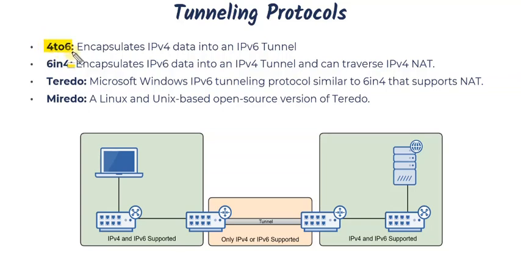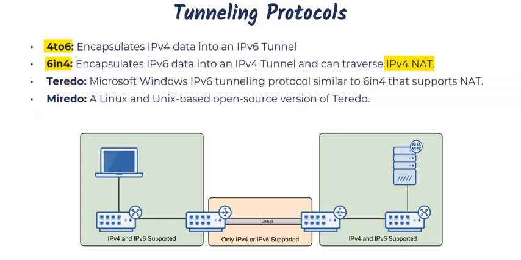So 4in6 is when we encapsulate IPv4 into an IP version 6 tunnel. And 6to4 is going to be the exact opposite. It's when we encapsulate IPv6 data into an IPv4 tunnel, so we can traverse IPv4 NAT. Now, in terms of Teredo and Miredo, Teredo is a Microsoft Windows-based IPv6 tunneling protocol that's very similar to 6to4, and it supports NAT. Miredo is a Linux and Unix-based one that is the open source version of Teredo.